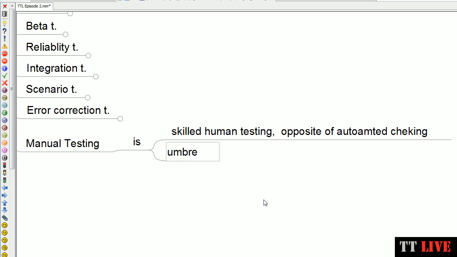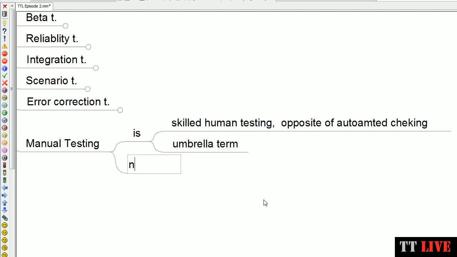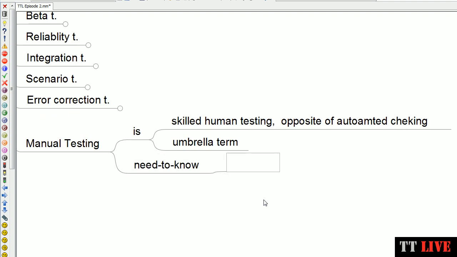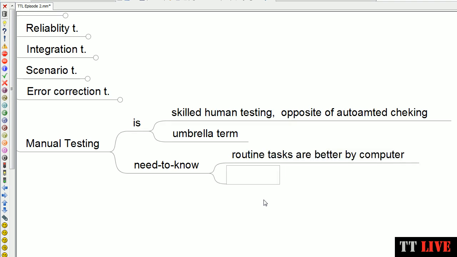It's an umbrella term again. Well, we need to know that although this is very good, usually better than anything else, routine tasks are better done by a computer. As people do things a bit differently every time. They're not doing the same things all the time, and they might be tired and not notice the specific thing we're looking for.